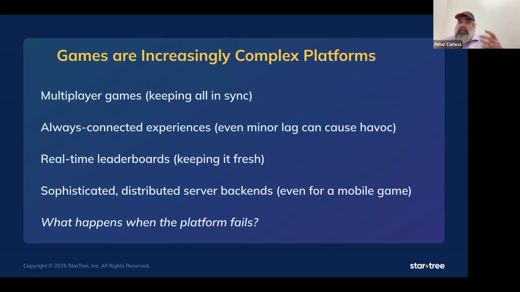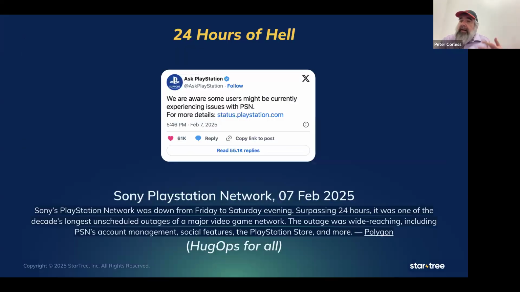And also, what happens when all of this infrastructure fails? It can be 24 hours of hell. The Sony PlayStation Network, not just a game, but the whole network, fell apart for 24 hours in February. And there's an expression in site reliability engineering and platform engineering called hug ops, where you basically care about the people because they're going through the worst nightmares you can imagine. So hug ops for that outage. And that's when the system utterly, systemically fails.